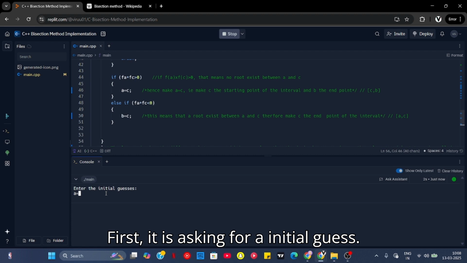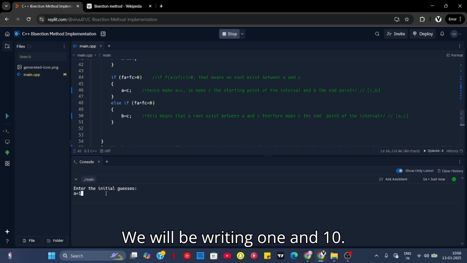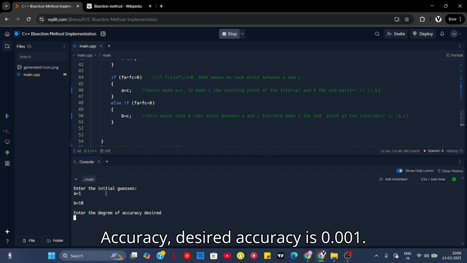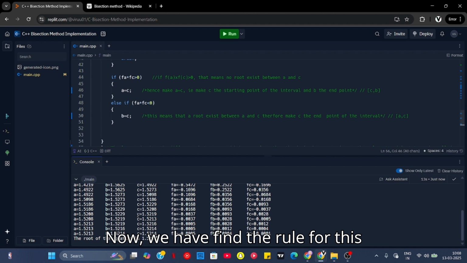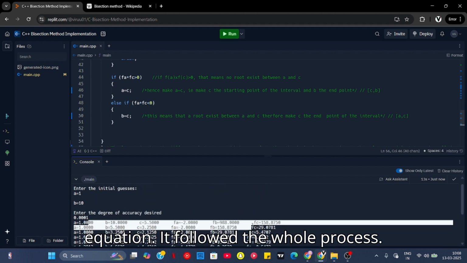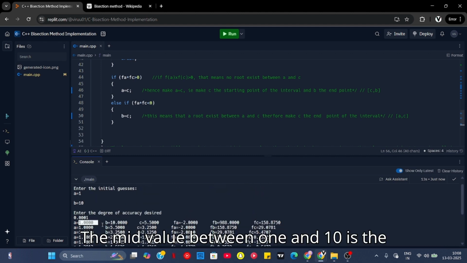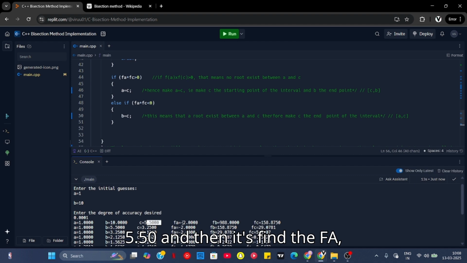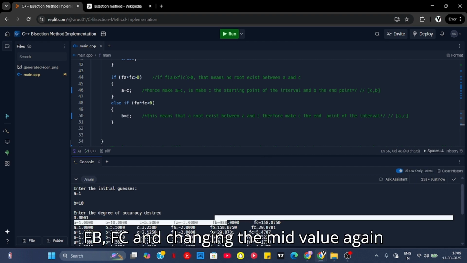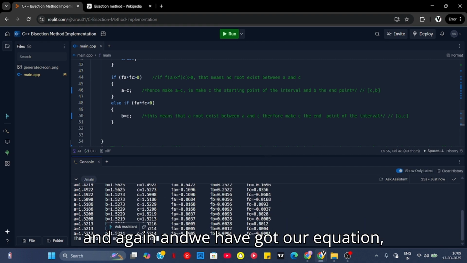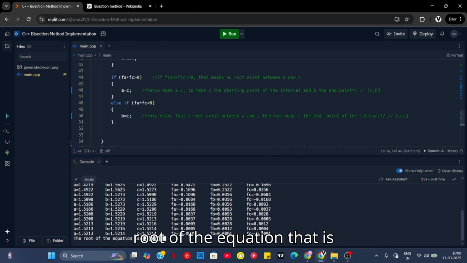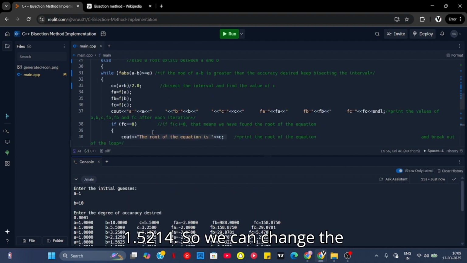First, it is asking for an initial guess. We will write 1 and 10. Desired accuracy 0.001. Now we have found the root for this equation. It followed the whole process. The mid value between 1 and 10 is 5.5, and then it finds FA, FB, FC and keeps changing the mid value again and again. And we have got the root of the equation, that is 1.5214.